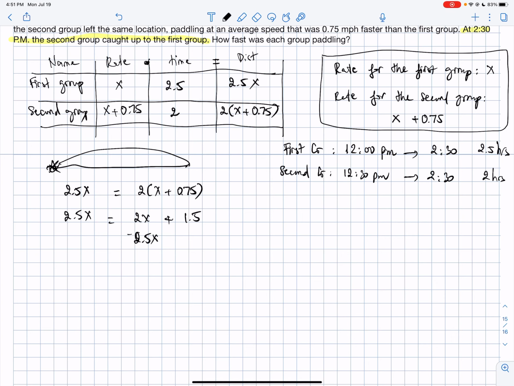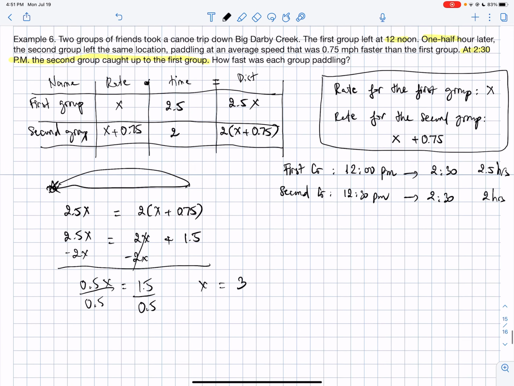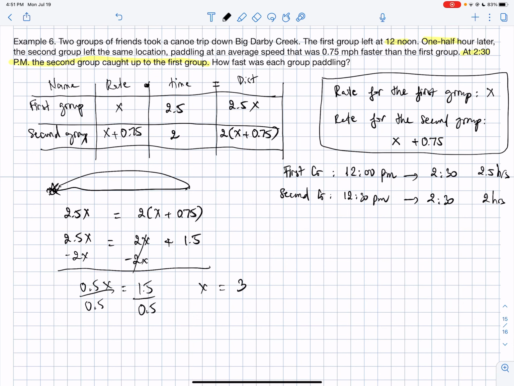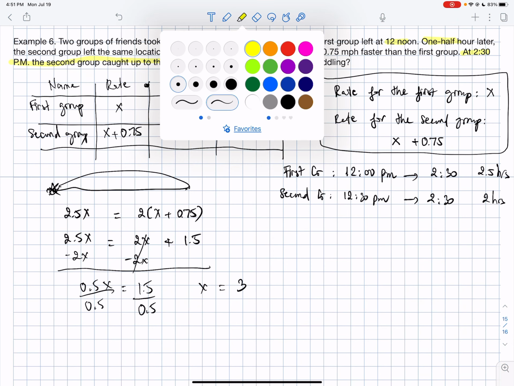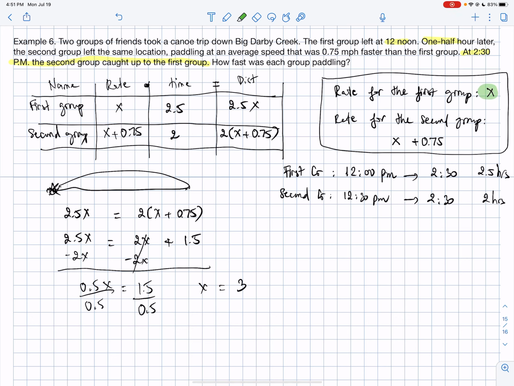So we will subtract 2x from both sides. Divide both sides by 0.5. Then x equals 3. Do we remember what x was? In the answer box, we assigned x as the rate for the first group. So the rate for the first group is 3 miles per hour.